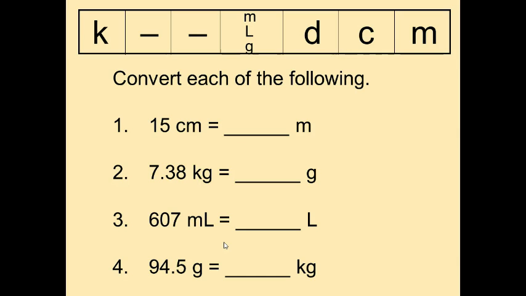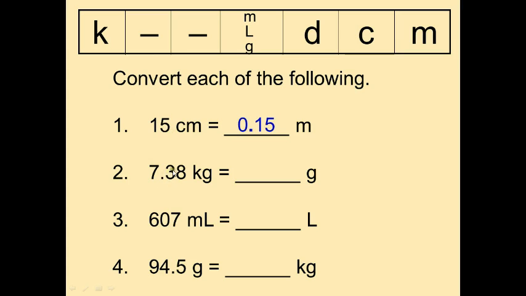Here are some more problems. First, you have to find the prefix in this box diagram. So C, you go to the centi spot. So 15 centimeters, and you want to go to meters. Here's centi, and you want to go to meters here, not to get confused with milli, because this stands for milli, not meters. So you move from C to M, 2 spaces. You move the decimal place, which is assumed here, 2 spaces, and that will be your answer, 0.15 meters.